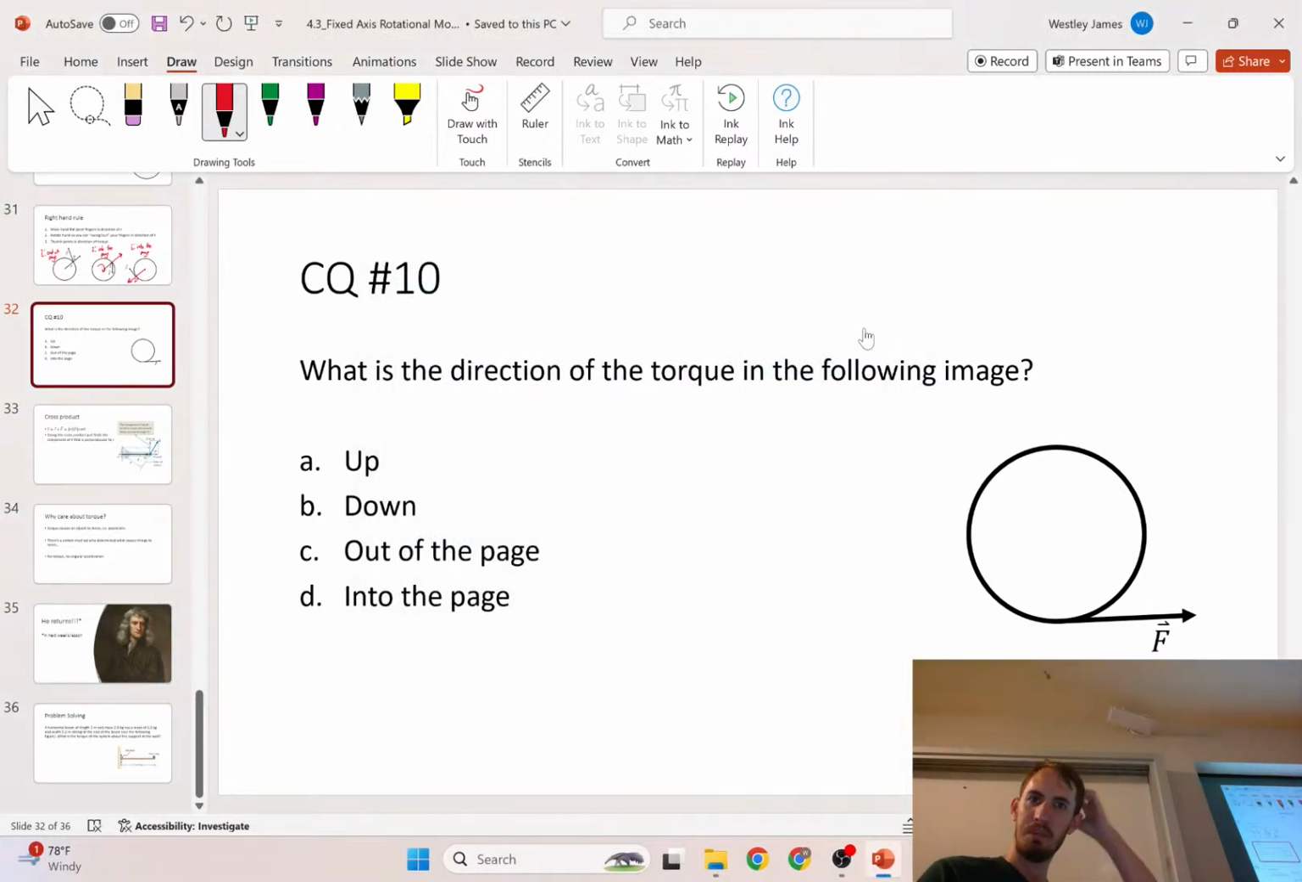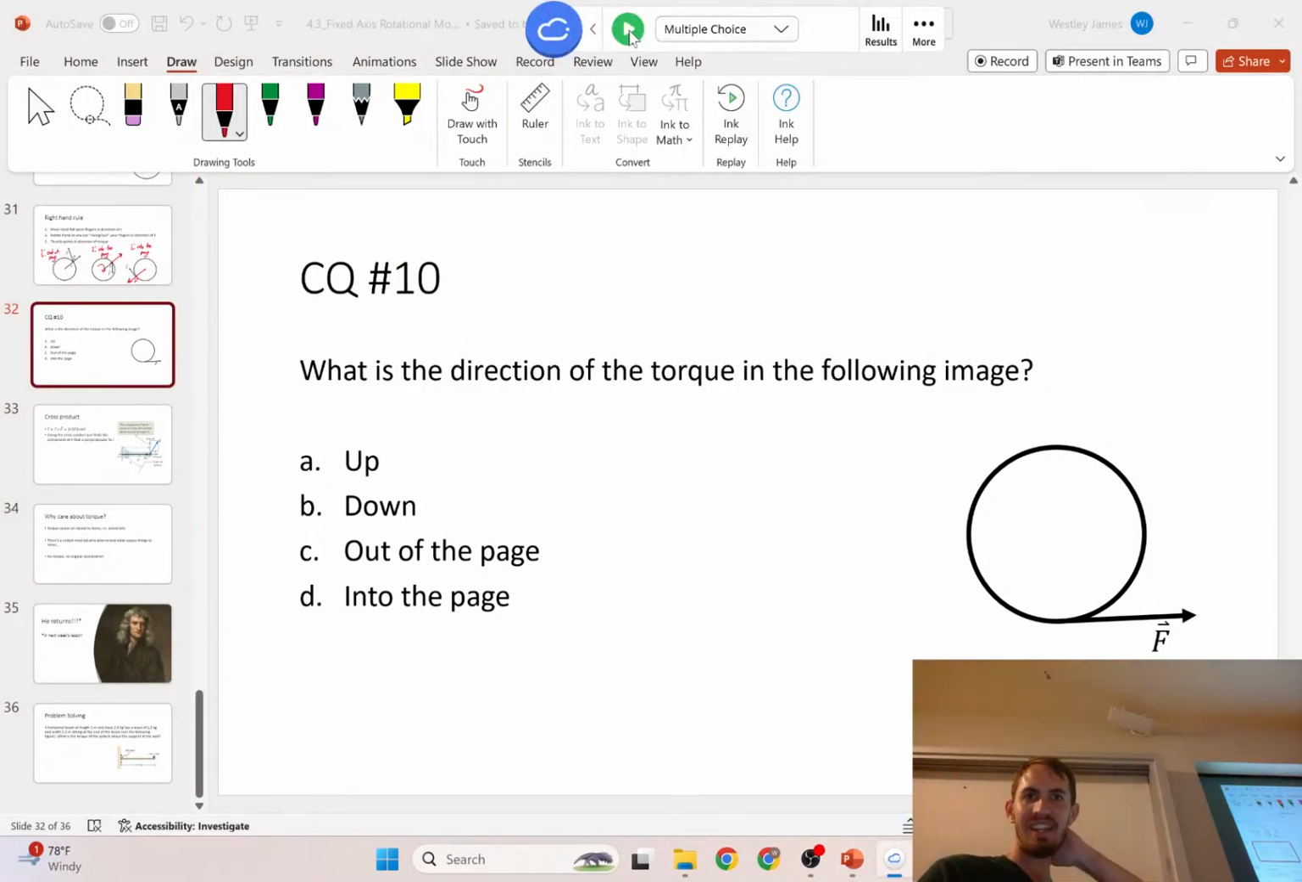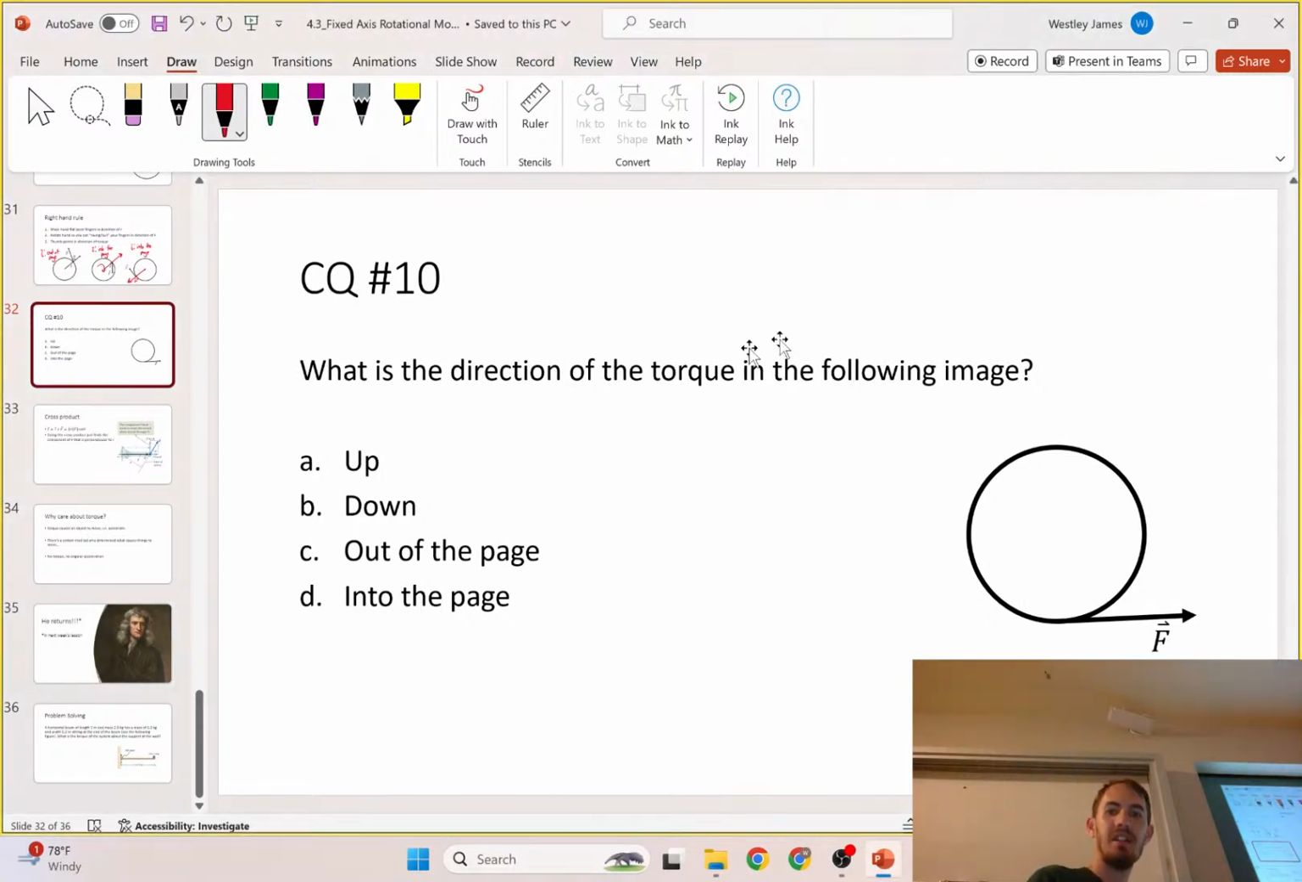Sure, we're totally in progress. Okay. Hey, it got its feet underneath it. Look at that. Good job, iClicker.